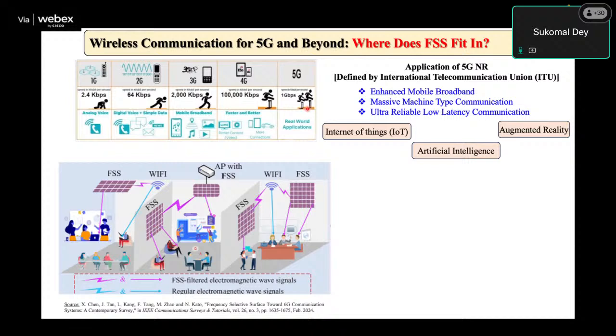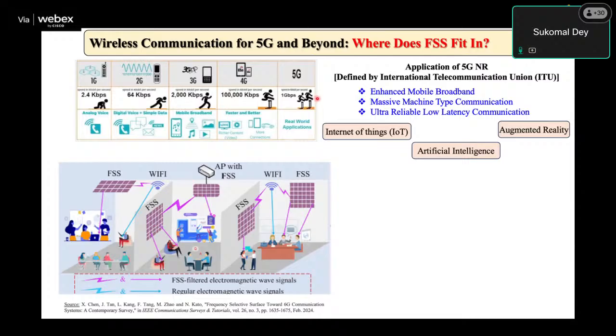So if somebody is dealing with a broad band of signal, obviously it would give you much more data rate. But is it always necessary, or always possible, to get a broad band of spectrum for any application? Suppose one can make the FSS broadband, but simultaneously the frequency selective surface should also be broadband.